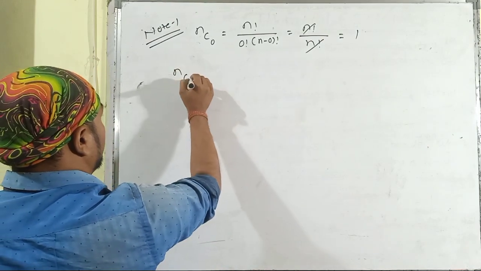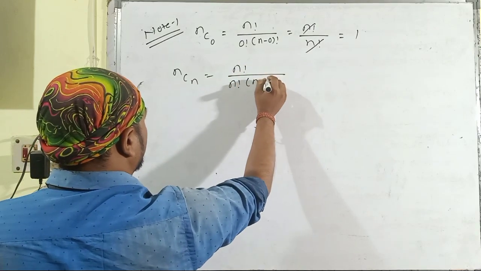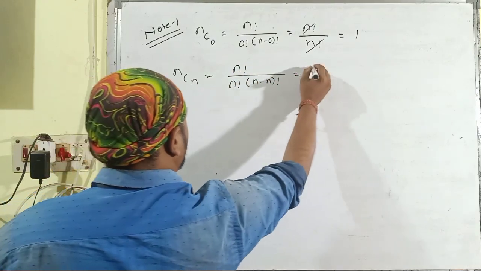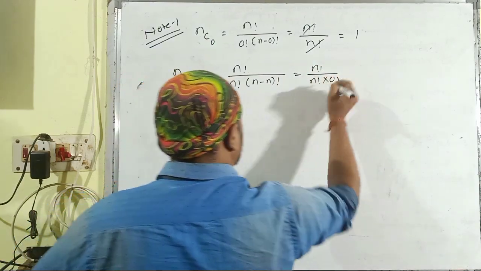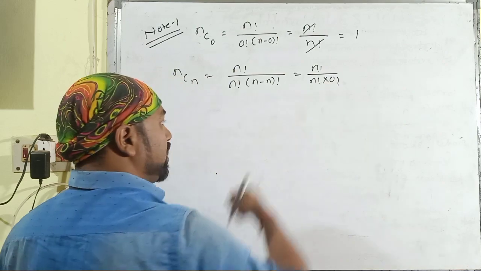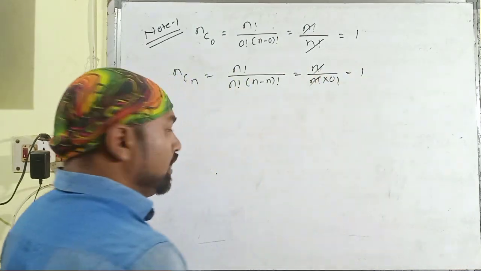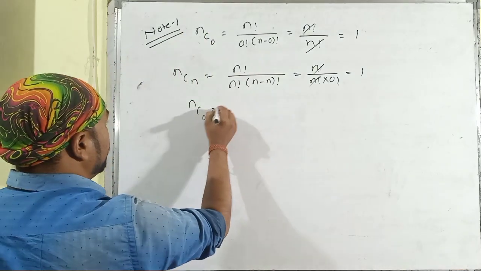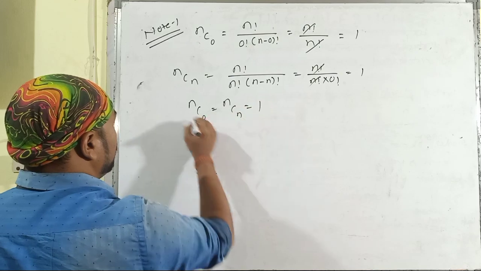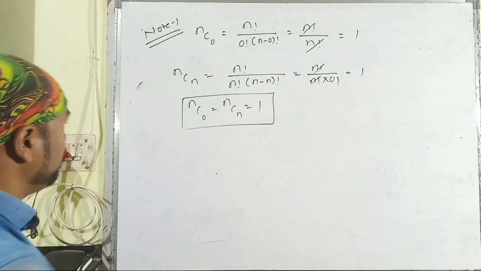Then suppose we are going to find out nCn, then it will be n factorial divided by n factorial multiplied with the factorial of n minus n. That means it is again n factorial divided by n factorial multiplied with 0 factorial. As all of you know that 0 factorial is equal to 1, then cancelling both of the common parts, it will be equal to 1. That means from the two cases we get to know that nC0 is equal to nCn is equal to 1.